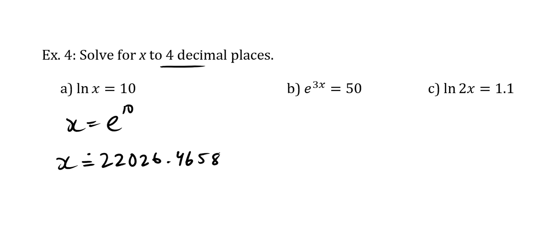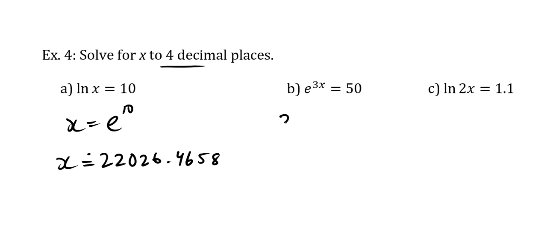e to the 3x equals 50. So again, what you do want to notice is this would be hard to solve with the x where it is, and rewriting in logarithmic form is going to bring the x out to a place where I can isolate it. That's, I guess, what you want to be observing here.